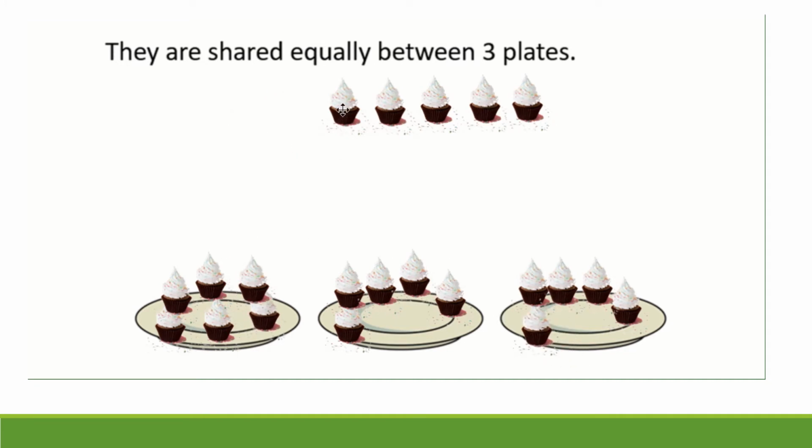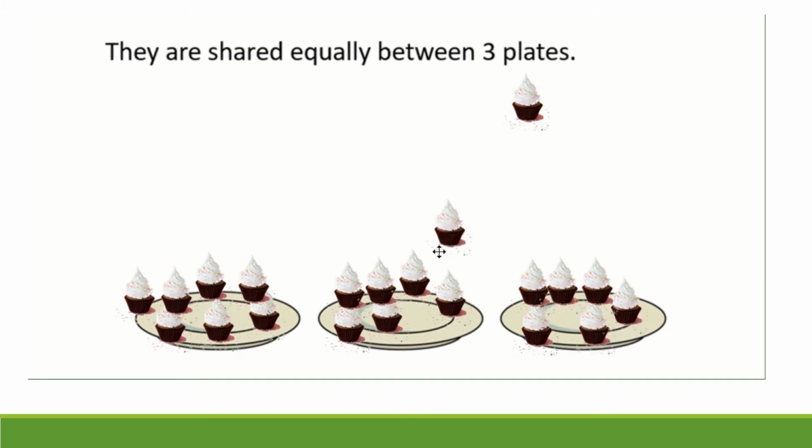Let's just check that Mrs. Buddan is actually sharing these out equally. We can check in a moment and we can count how many are on each plate. Let's have a look. 1, 2, 3, 4, 5, 6, 7. 1, 2, 3, 4, 5, 6, 7. 1, 2, 3, 4, 5, 6, 7. So 21 cakes. We share them equally between 3 plates and there are 7 on each plate.